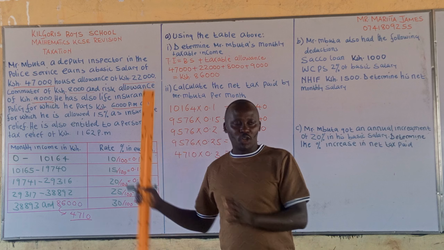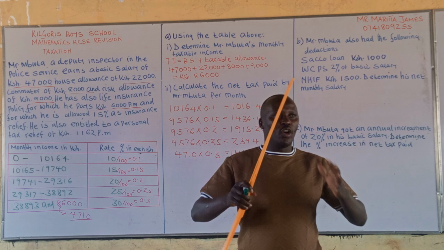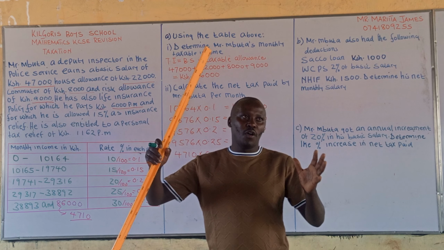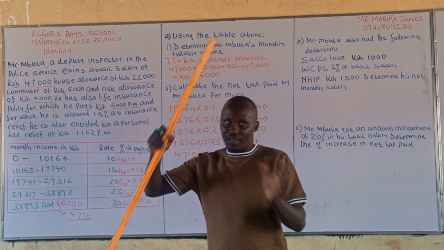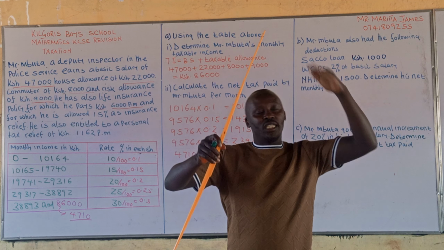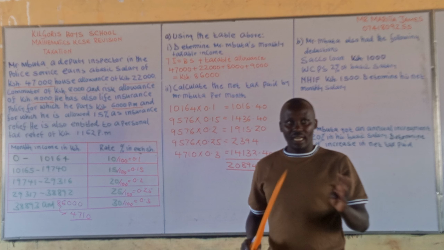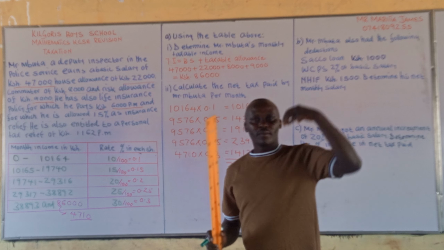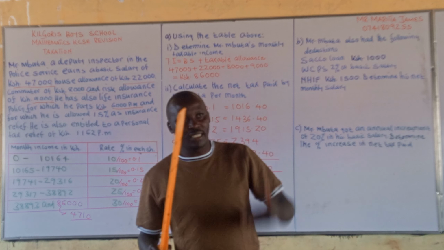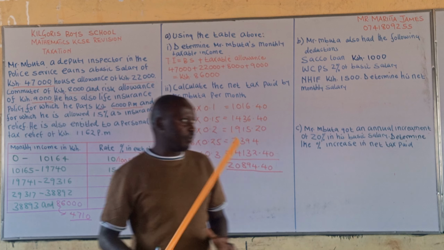But in the case of Mr. Mbuta, there is no exemption. There is no money being deducted that is exempted from taxation. Therefore, the taxable income remains as the basic salary plus the taxable allowances.